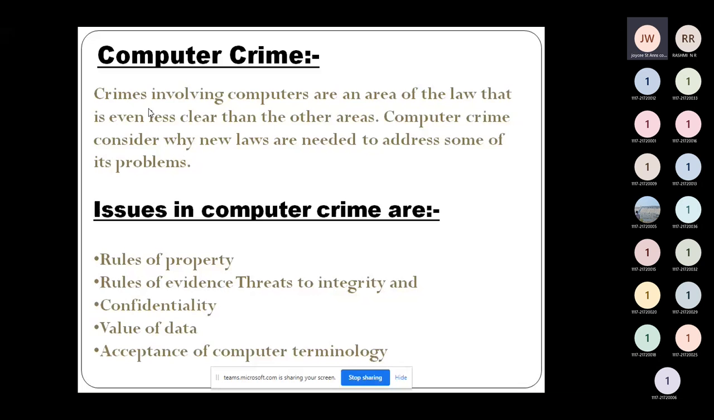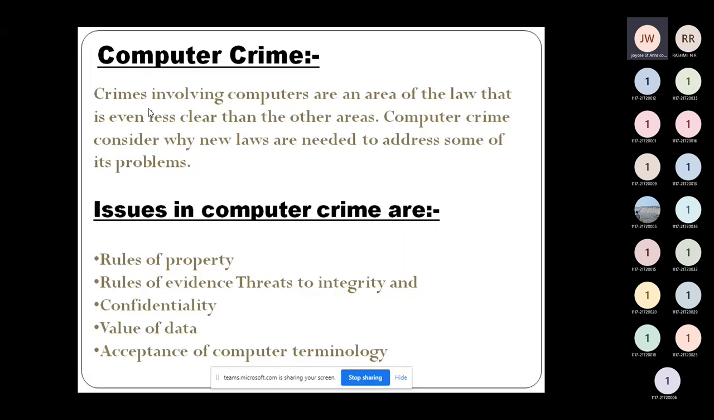Computer crimes: whenever we are using a computer, there are different types of crimes. You can say hackers. What are they doing? They are hacking our email ID and data, indirectly or directly. They are unauthorized users. We have to protect our data from the unauthorized users.